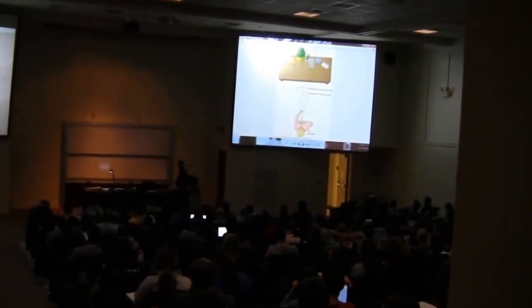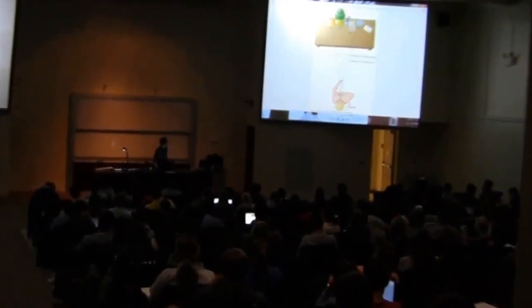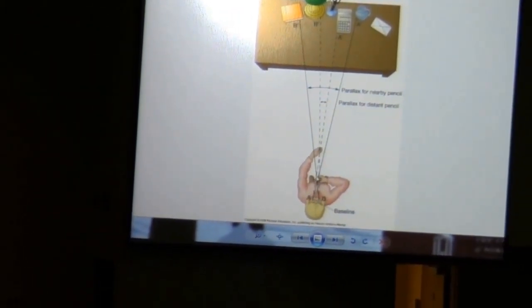In this picture, I think it's a pencil, not a finger, but if you hold the pencil close, it's a big angle between your eyes and the pencil. And so you notice a big shift. But the farther away you make it, the skinnier this triangle gets. And so it's a smaller shift. And eventually, you can consider stars that are very far away, and the shift is going to be very, very small, hard to measure.